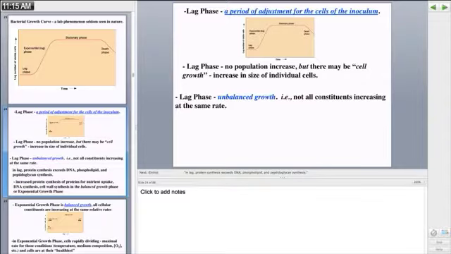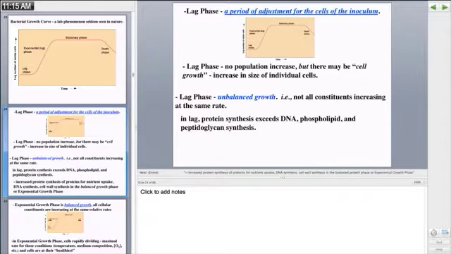During the lag phase, this is what's often referred to as unbalanced growth. It's referred to as unbalanced because not all of the cellular constituents are being produced at the same rate. So these bacteria in the lag phase, in effect, are becoming prepared to grow in this new media that they found themselves in. Some things are going to occur more rapidly. In lag phase, protein synthesis is going to exceed DNA synthesis, because before the bacterium can divide in this new environment, it has to first produce the enzymes necessary for division.